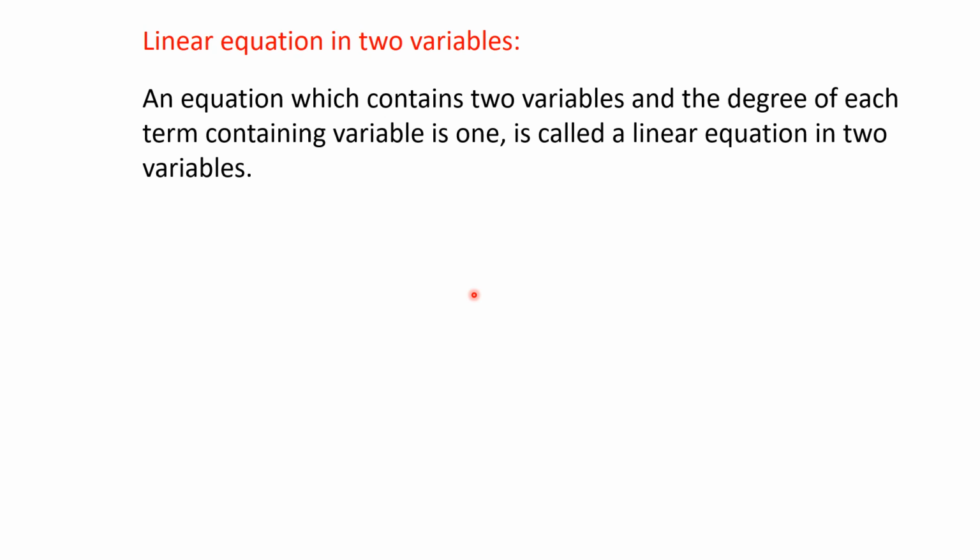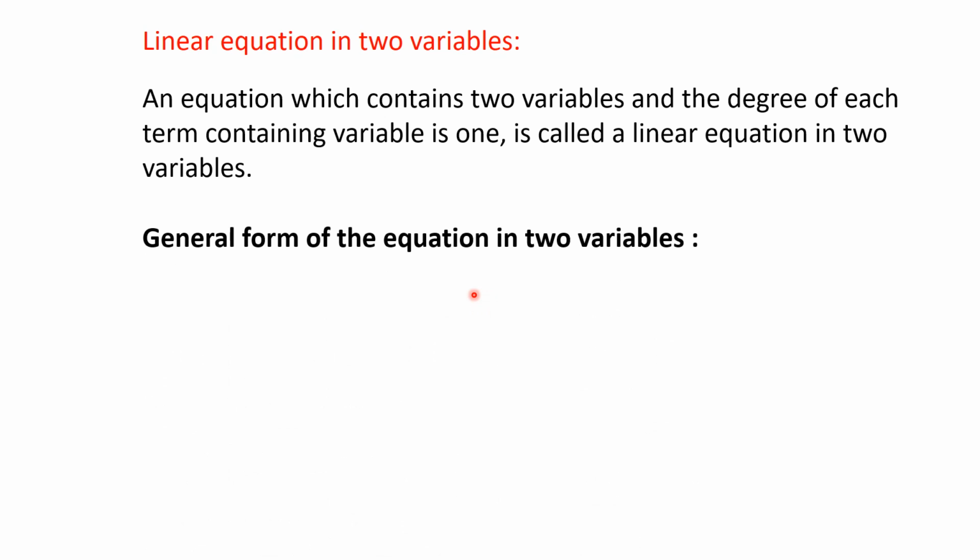Now let us see the general form of linear equations in two variables. The general form is ax plus by is equal to c, or ax plus by plus c is equal to 0. They are nothing but the same. When you shift this c towards the right hand side, you get the form ax plus by is equal to c. Generally we use this general form whenever we want to solve linear equations in two variables.